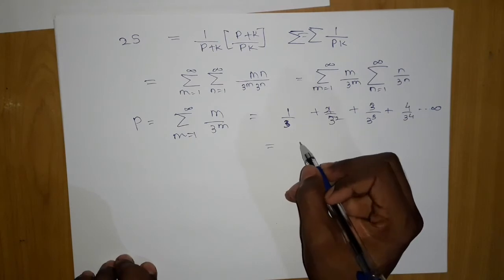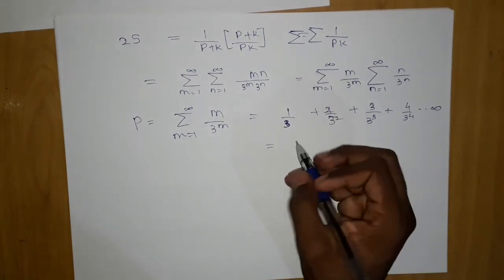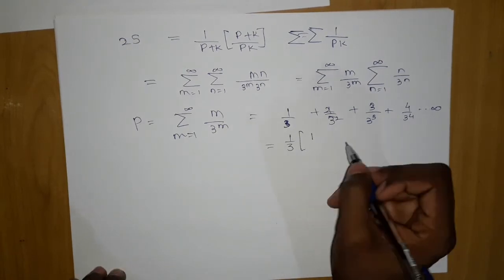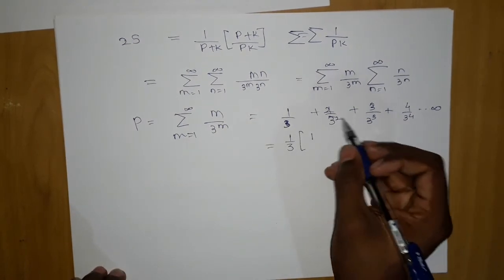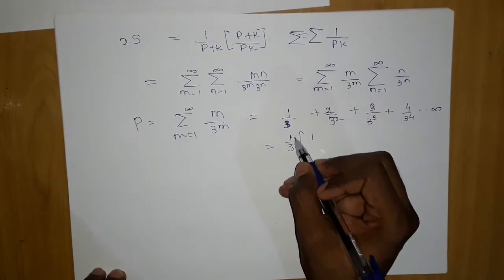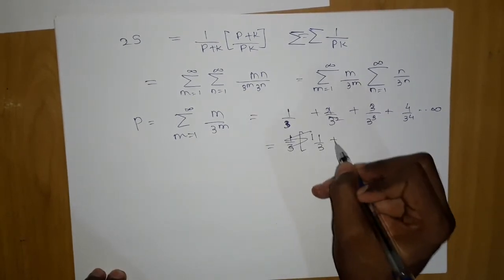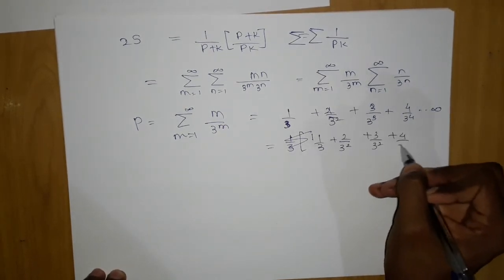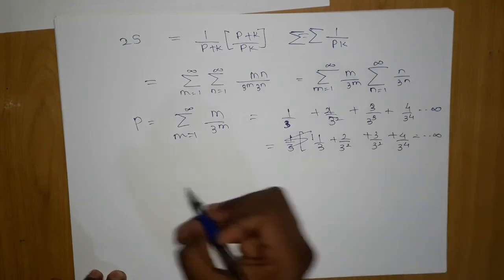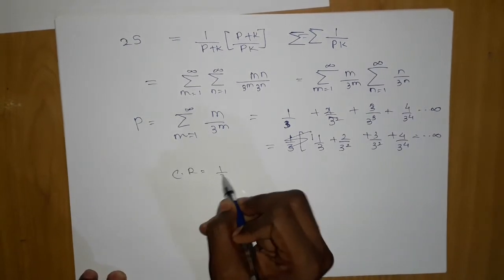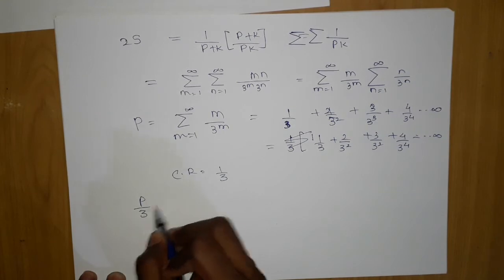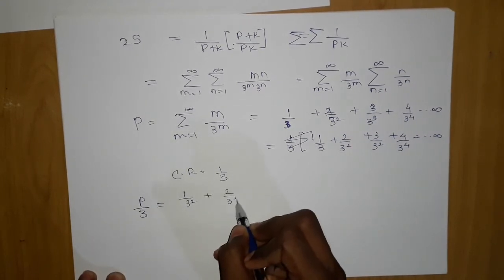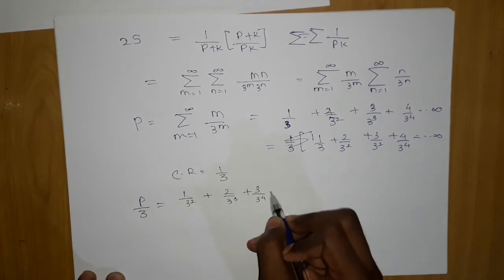If I take 1 by 3 common, what I am left with is 1 plus 2 by 3 plus 3 by 3 square. Sorry, I was just doing the direct summation. Sorry, 3 by 3 square, 4 by 3 cube, till infinity. I have the common ratio here as 1 by 3. So if I multiply this by 1 by 3, I get 1 by 3 square, 2 by 3 cube, 3 by 3 power 4, till infinity.